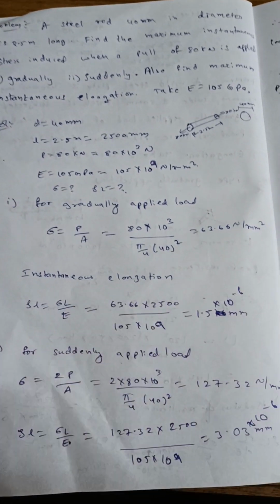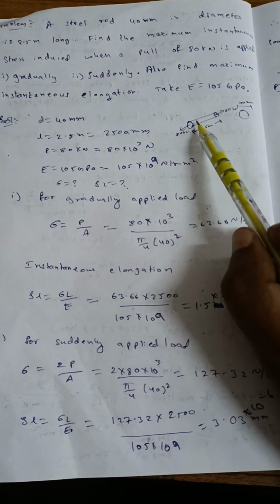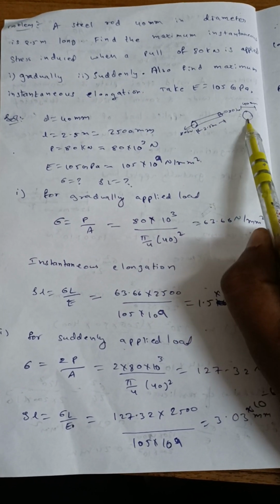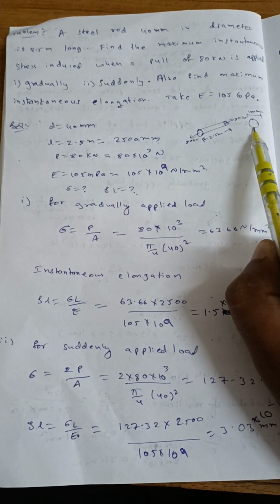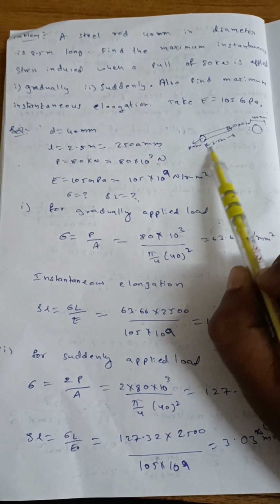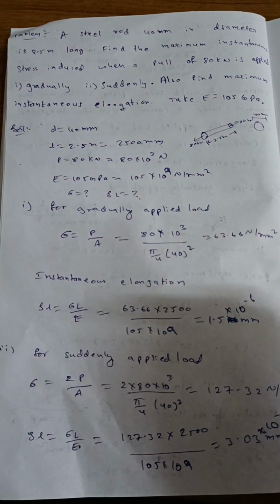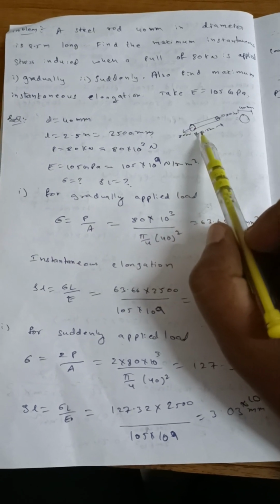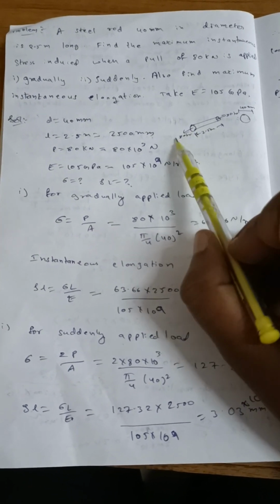The next problem is a steel rod of 400 mm in diameter. So it is a circular steel rod with a diameter of 400 mm. The length is 2.5 meters. Now find the maximum instantaneous stress induced when a pull of 80 kilonewton is applied.